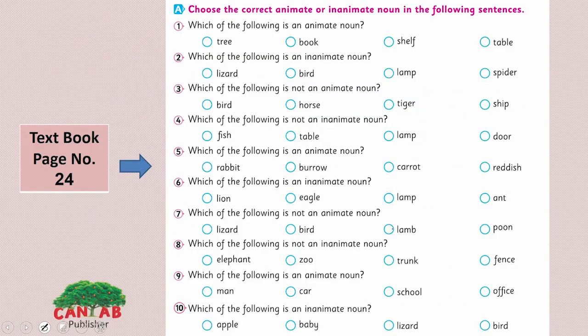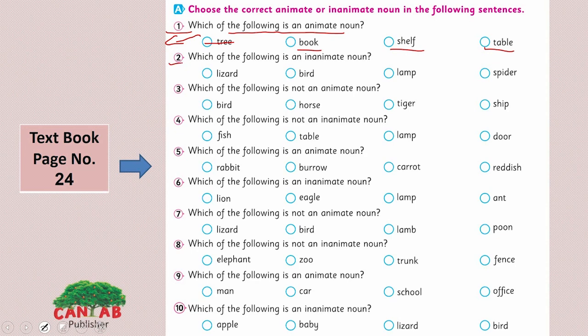Now let's move to the exercise. Page number 24. Choose the correct animate and inanimate noun in the following sentences. For each sentence, 4 options are given. You have to choose the right one for each sentence. Look at the first one. Which of the following is an animate noun? Tree, book, shelf, table. Yes, tree, because they breathe and they absorb water. So the tree is a living being, an animate noun here.